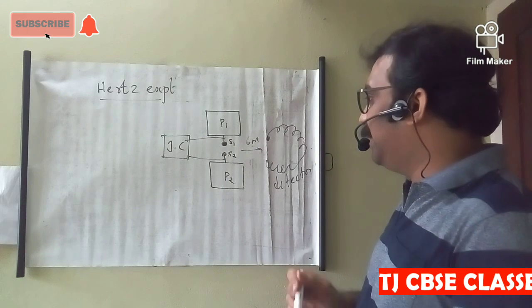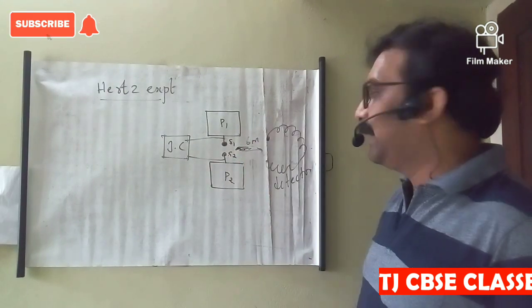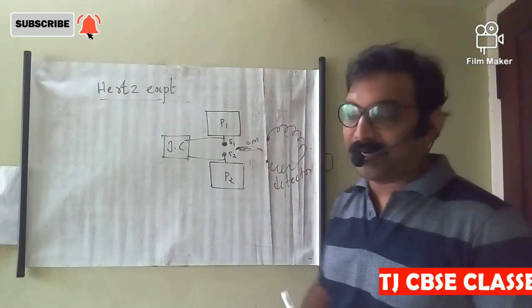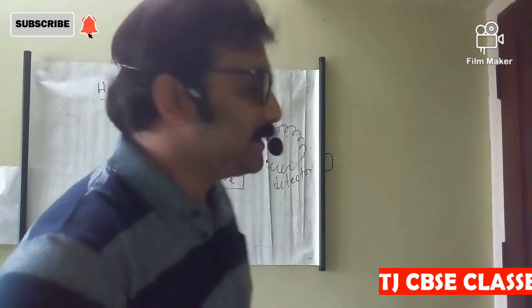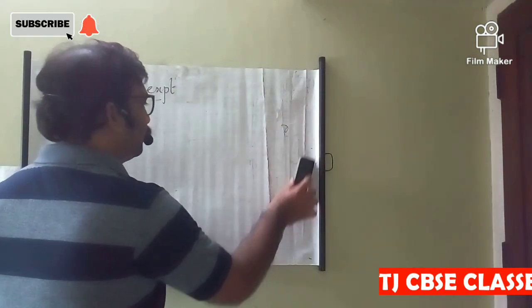and S2. When we apply a high voltage, a spark is produced between the gap that can be detected by the detector, which consists of two spheres connected with a single loop. This is the Hertz experiment.